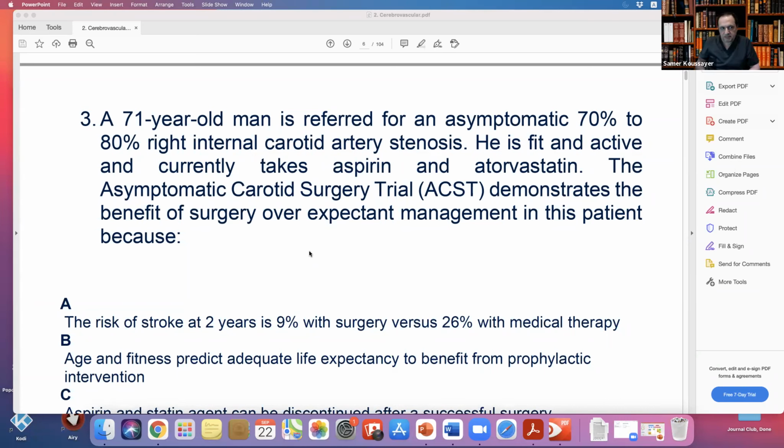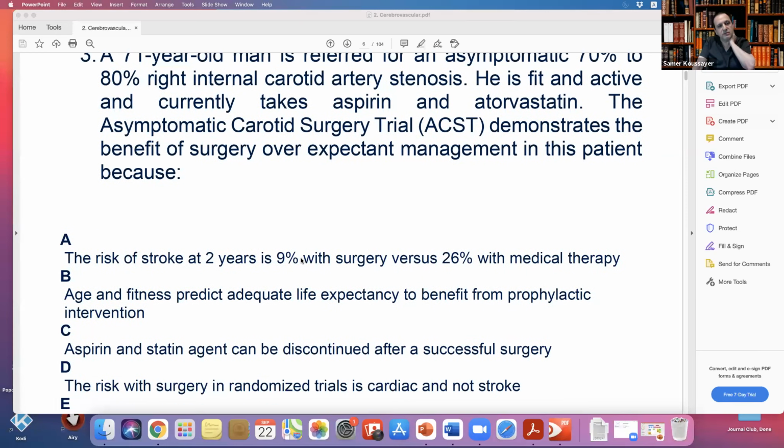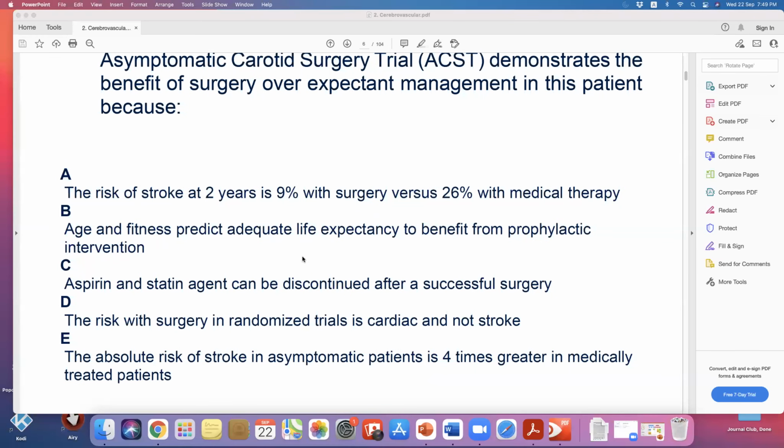Seventy is a borderline age, because usually the trial said 70 and below. Well, let's see what the question said. Let's see what the answers are. Let's start with the first. So this demonstrates the benefit of surgery due to, first, the risk of a stroke at 2 years is 9% with surgery and 26% with best medical treatment.